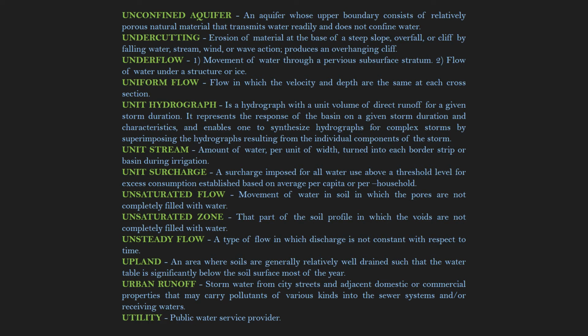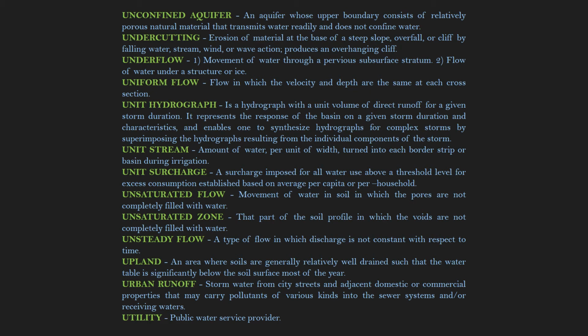Underflow. 1. Movement of water through a pervious subsurface stratum. 2. Flow of water under a structure or ice. Uniform flow. Flow in which the velocity and depth are the same at each cross-section. Unit hydrograph is a hydrograph with a unit volume of direct runoff for a given storm duration.